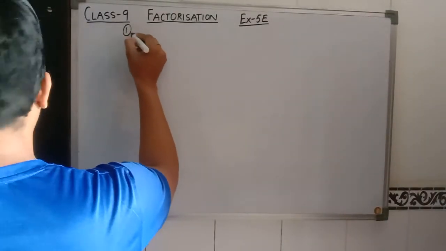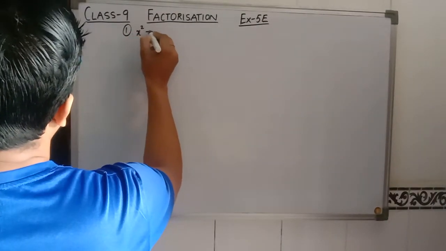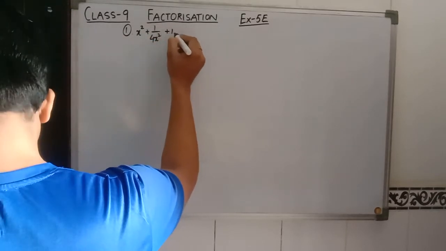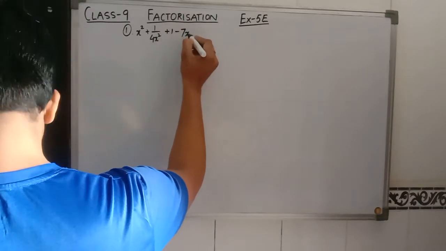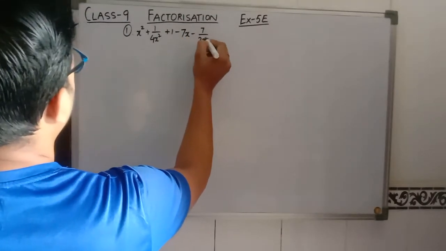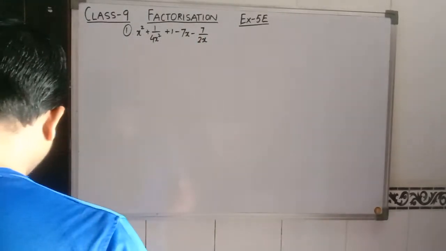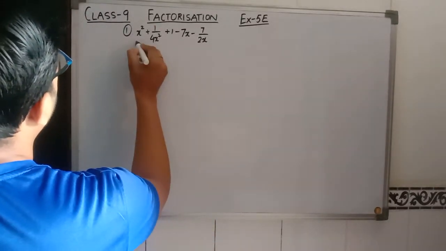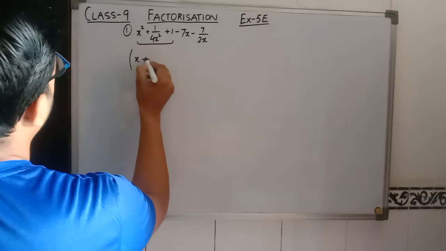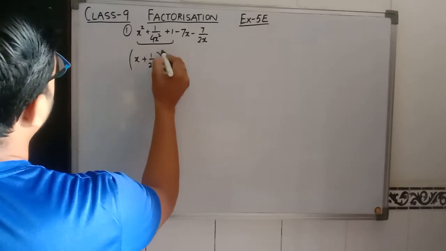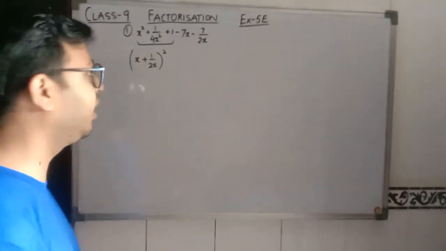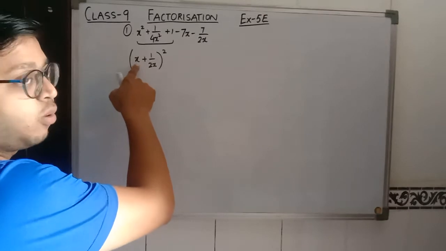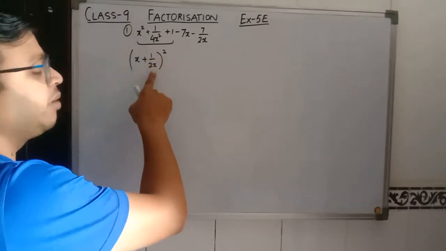Question number 1 is x square plus 1 upon 4x square plus 1 minus 7x minus 7 upon 2x. This is the question which we have to start. Now, when we move forward, we can see that these three terms are forming the identity of x plus 1 upon 2x whole square. How can we say? Because you can observe very easily x square can be written as x whole square and 1 upon 4x square can be written as 1 upon 2x whole square.